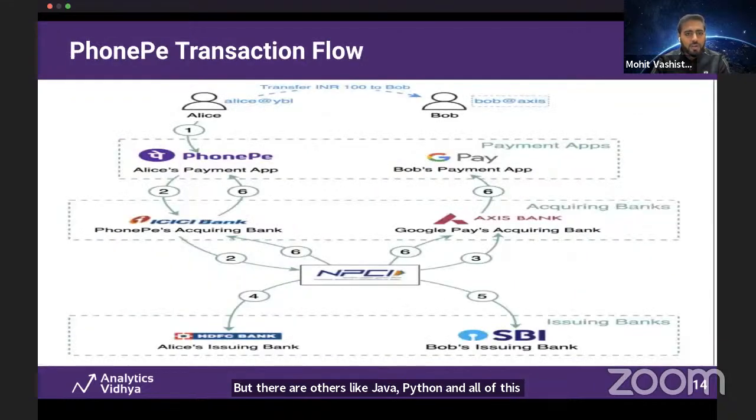Now, I included this slide just to show you the impact. Let's say, for example, this is a simple PhonePe transaction settlement. Let's say I pay someone from my PhonePe to someone's Google Pay. So this many settlements have to be done for that. Now, just take an example.